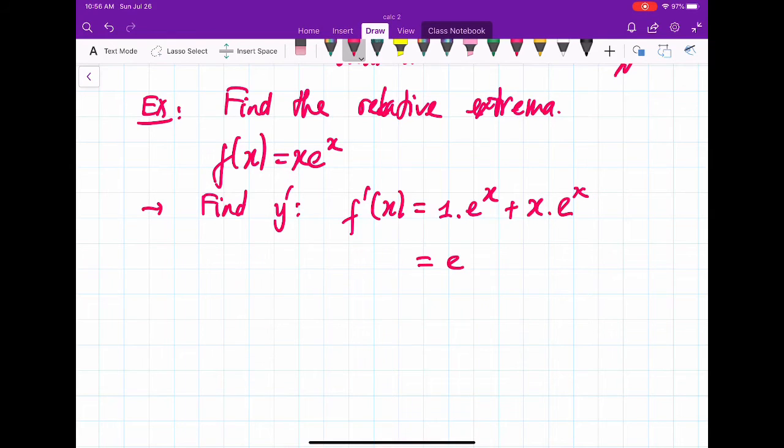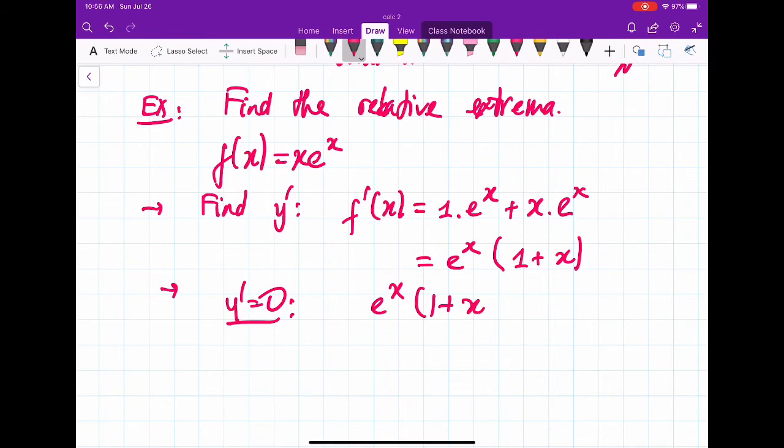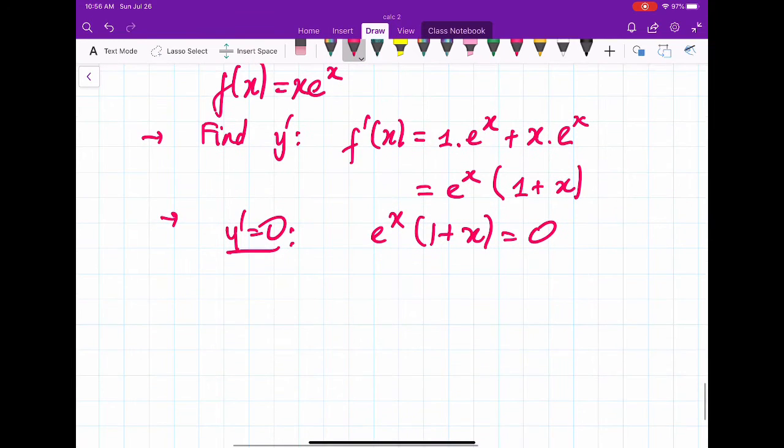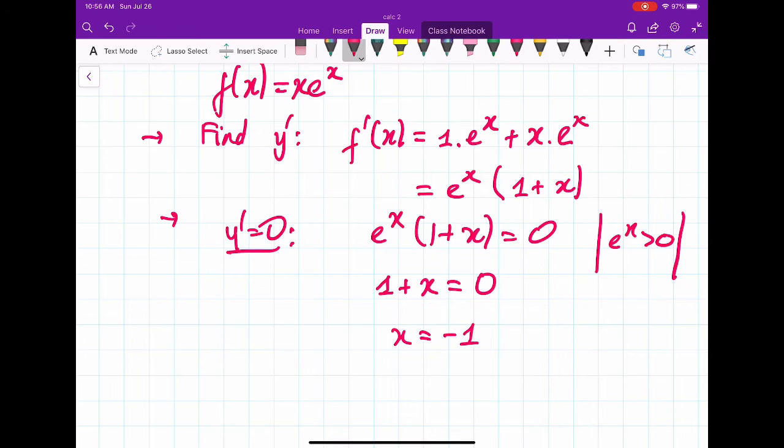And then I will factor e to the x out. I have 1 plus x, you see? It looks very nice, right? And then you solve y prime equal to 0. So I have e to the x times 1 plus x equal to 0. But e to the x is always positive, right? This equation is equivalent to 1 plus x equal to 0. And you have x equal to negative 1.